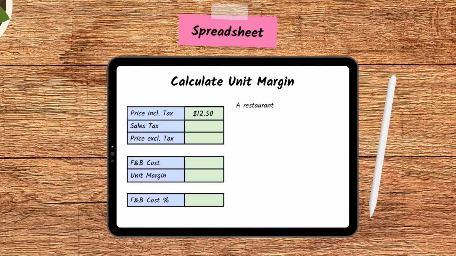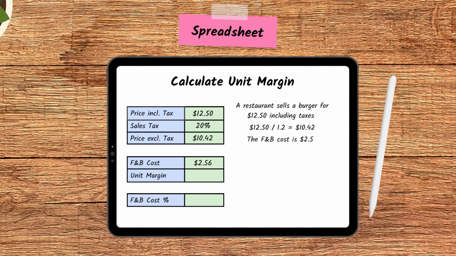Let's start with a price including tax of $12.50. If you are based in the US or in Canada and you do not use price including tax, you can directly skip to price excluding taxes. So let's take a sales tax of 20%. So if a restaurant sells a burger for $12.50 including tax, you have to divide $12.50 by 1.2 and you get $10.42, which equals the price excluding taxes.